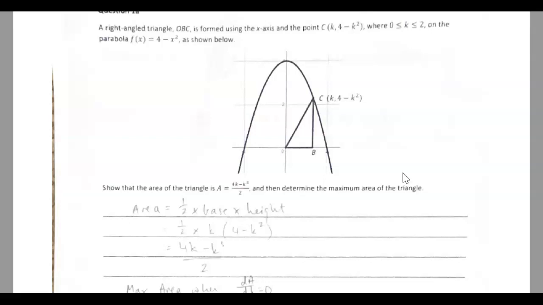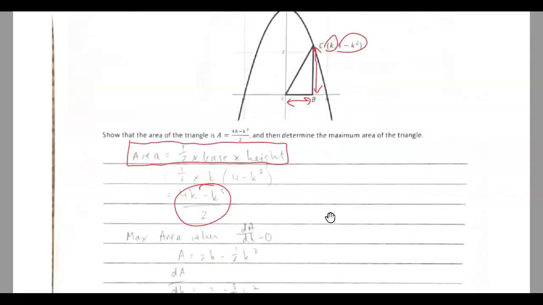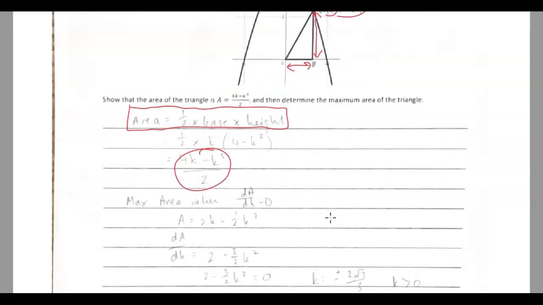I don't want to see the answers straight away. It's not showing me that you understand the area of a triangle formula. So the area of a triangle is a half base times height. So putting that in, which most of you did, a half times k, so your base is this distance here, which is k, and then your height is this distance here, which is 4 minus k squared, and then multiplied by a half. So done quite well. And then some of you went on to find k, which was great.